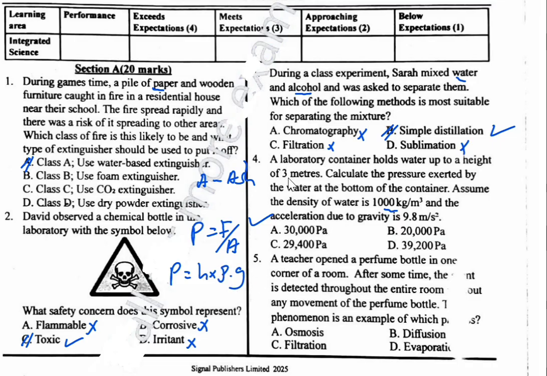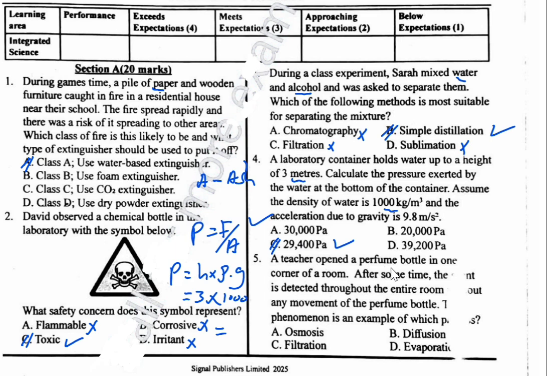So the height is here, 3 meters. The units must be in meters. This is okay. We're going to take 3. So 3 multiplied by the density of water, which is 1,000. Then finally multiplied by g, where g is the gravity. So we're going to multiply by 9.8. So if you multiply this keenly, you'll see that the correct option is C, which is 29,400 pascals. This is the unit for pressure. And therefore, that is the correct option. We continue to question number 5.